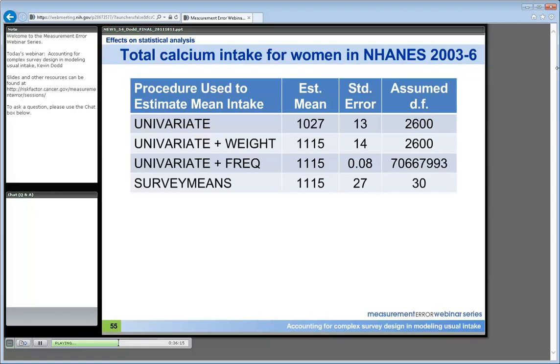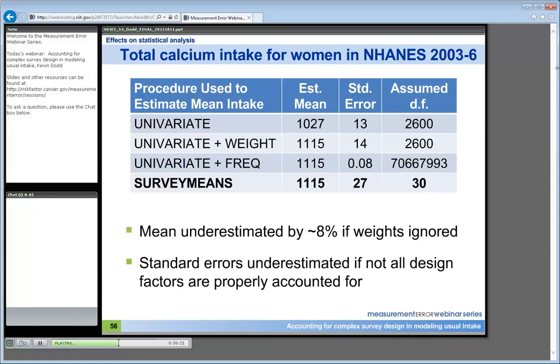I mean, that's not really a very important test, but it's one of the things that's produced by default in these kinds of procedures. But remember, only the last way correctly accounts for all the survey design factors. So only this last way has the right estimate and the right standard error and the right degrees of freedom, or at least as right as we can get from the sample estimate.